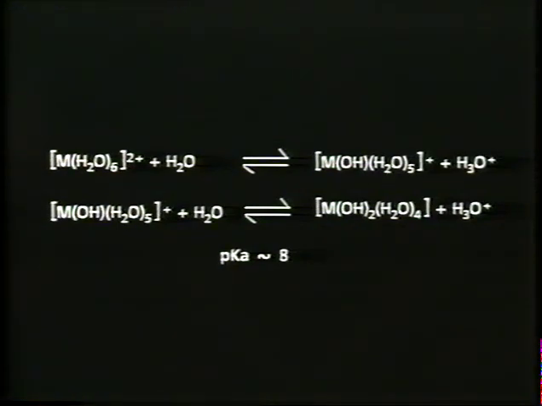For the 2+ ion, the equilibria are as shown. There are only two stages of the hydrolysis, and the equilibria now lie very much towards the left-hand side, so that the 2+ ion is not very acidic, and the pKa for the system is about 8. That is, the equilibrium constant Ka is around 10 to the minus 8, and so very much lower acidity than in the 3+ ions. So what we're seeing is that metal 4+ ions are extremely acidic, metal 3+ ions are acidic, and metal 2+ ions are very weakly acidic.